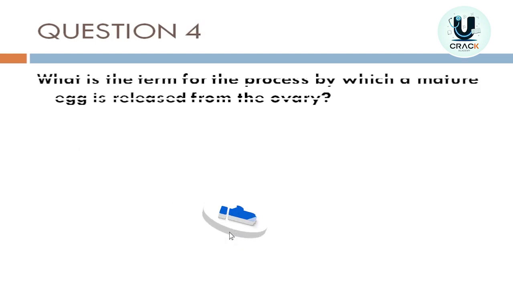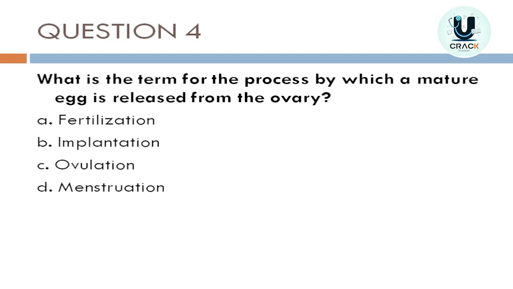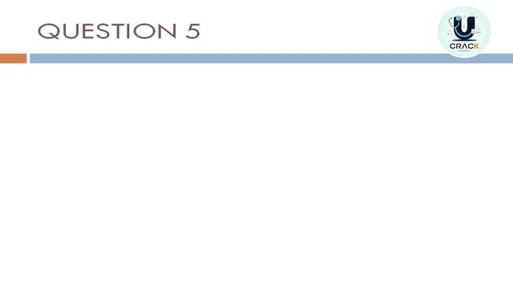Question number 4. What is the term for the process by which a mature egg is released from the ovary? A. Fertilization, B. Implantation, C. Ovulation, D. Menstruation. Answer: ovulation.